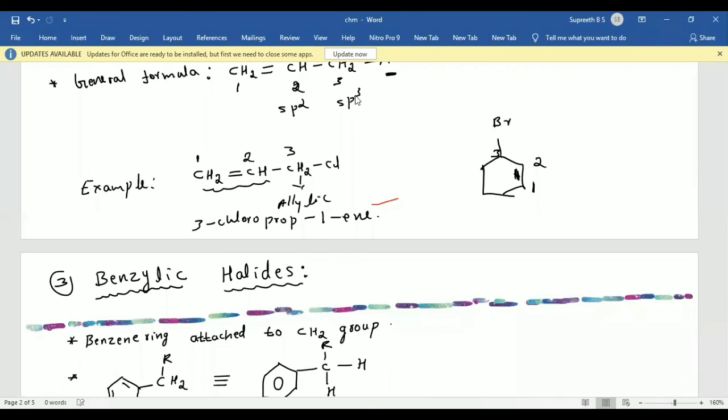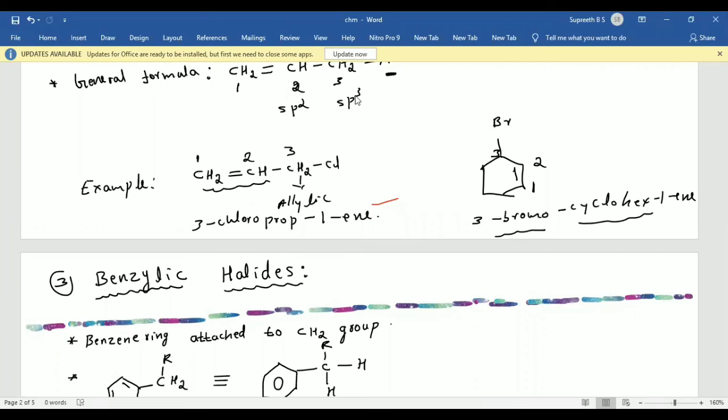So name it. What will the name be? 3 bromo, cyclo, hex 1 ene. Okay, so the basic molecule is cyclohexene, right? In the third position we have bromine. So 3 bromo, cyclo, hex. In the first position we have the double bond. So 1 ene. Okay, 3 bromo, cyclo, hex 1 ene.